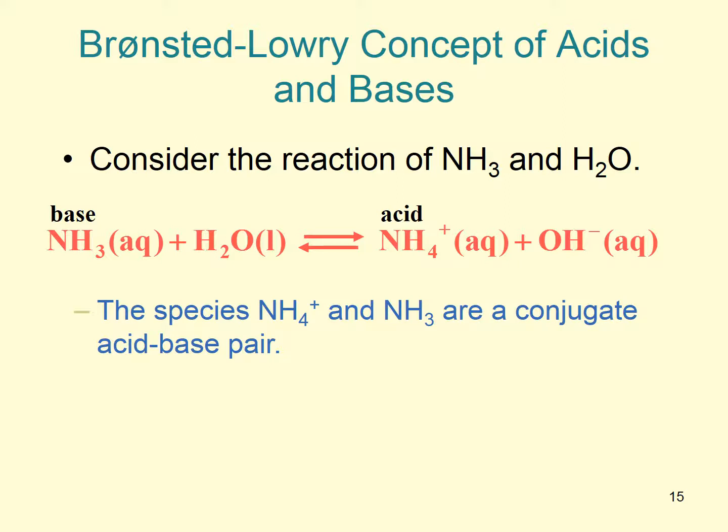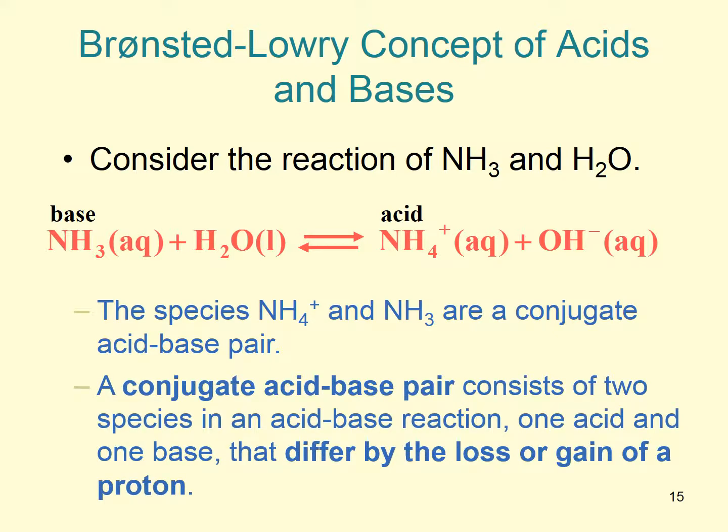So NH3 is the base, NH4+ is its conjugate acid. You could also say NH4+ is the acid, NH3 is the conjugate base. The main thing is that they're conjugates of each other. So again, a conjugate acid-base pair are two species in an acid-base reaction. One is an acid, one is a base, and they only differ by the loss or gain of a proton. So they only differ by an H+. The acid always has the extra H+ and the base doesn't have it.